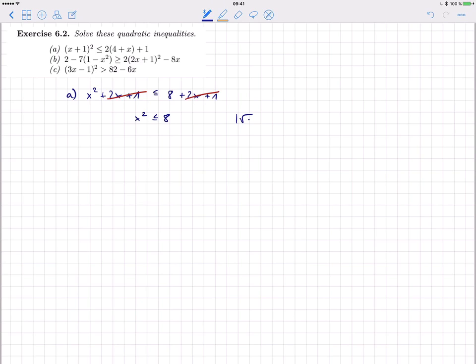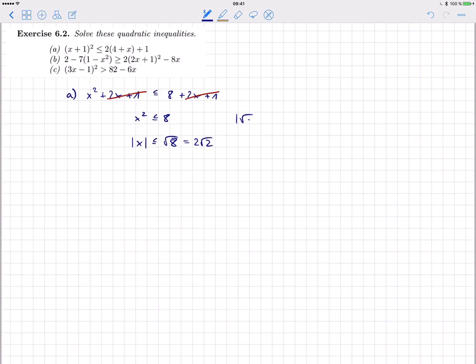Now when we take the square root, it might just look as if x is less than or equal to the square root of 8. And we've learned how to reduce square roots. The square root of 8 is just two times the square root of 2, because it contains a factor of 4. But make no mistake, this inequality holds for the absolute value of x.